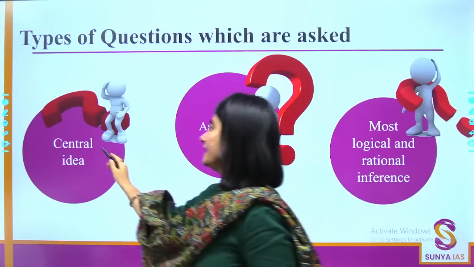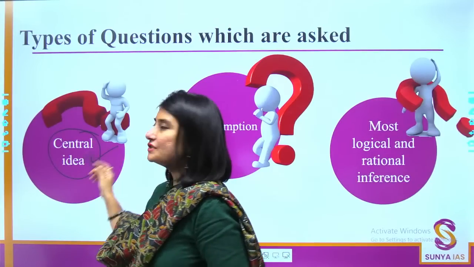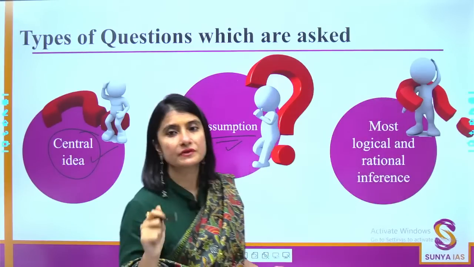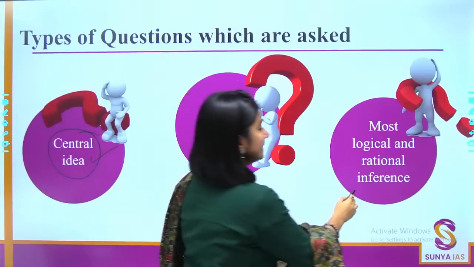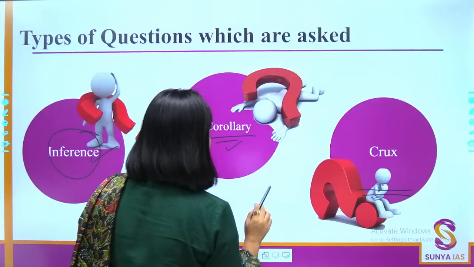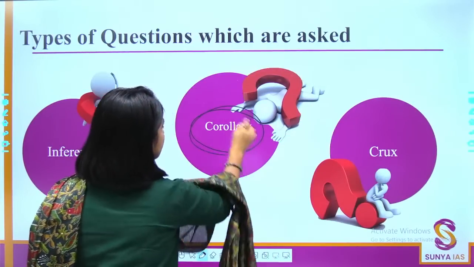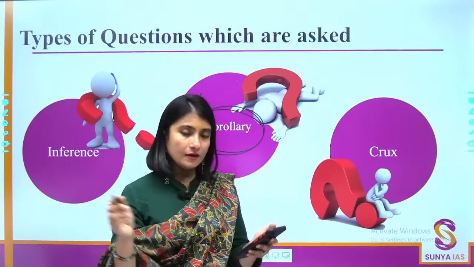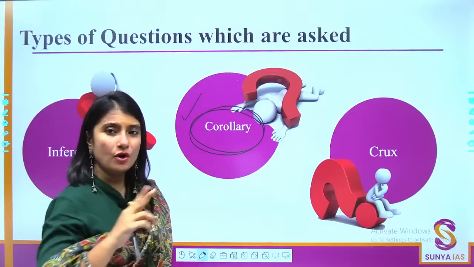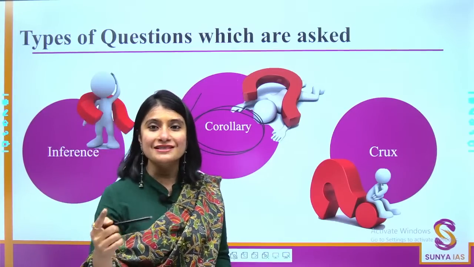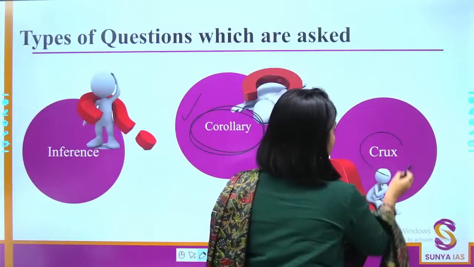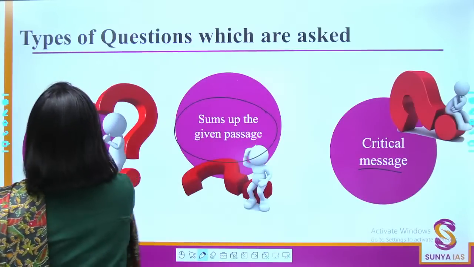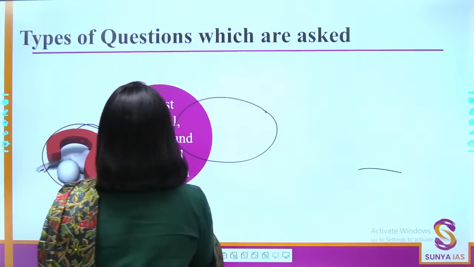Okay, one very much asked keyword, central idea, is asked every year. Okay, assumptions are asked every year and there are multiple questions with the keyword assumption. Even inference is asked every year. Now, corollary. Corollary is asked usually every alternate year if you study the pattern of the last few years. Last year corollary was not asked, so this year there is a chance corollary might be asked. Crux of the matter. Okay, so first of all, critical message, sums up the given passage, critical inference, solutions, suggestions, these are the keywords.